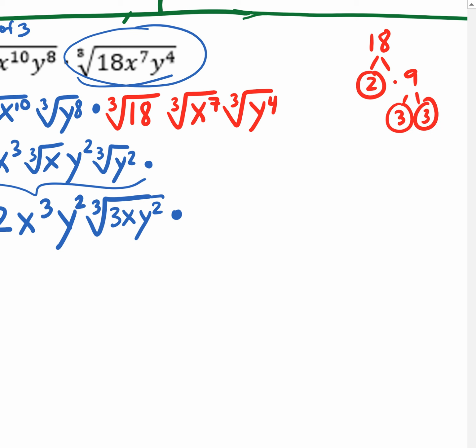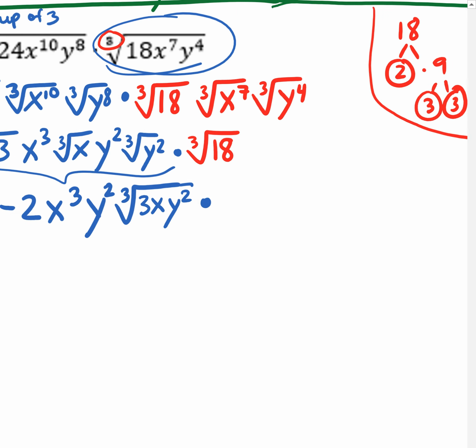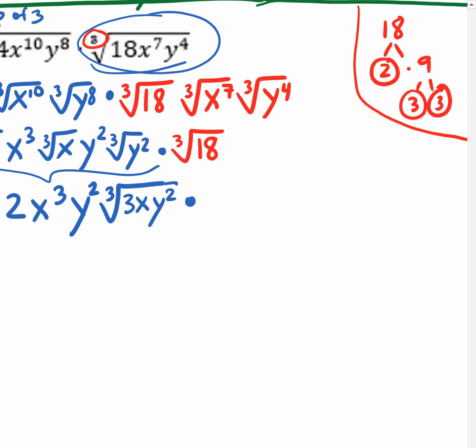Oh, but notice since the index is 3, I would need a group of three of the same prime in order to reduce this guy, but I don't see three of the same prime. I see two of the same prime. Unfortunately, 18 can't be simplified inside a cube root, so I'll just have to leave it. Oh well. Maybe when I multiply everything together, all the blue and the red, then I'll be able to simplify more.